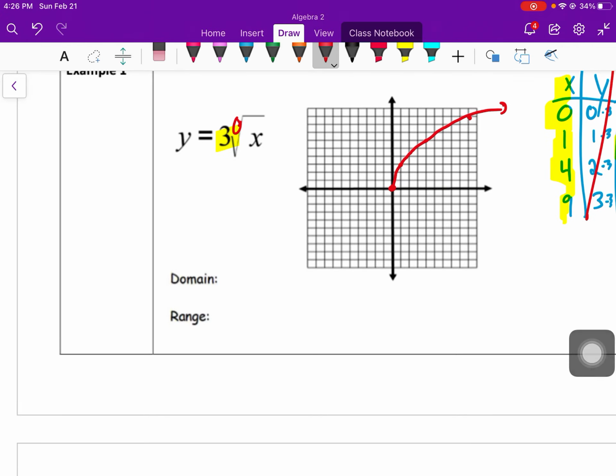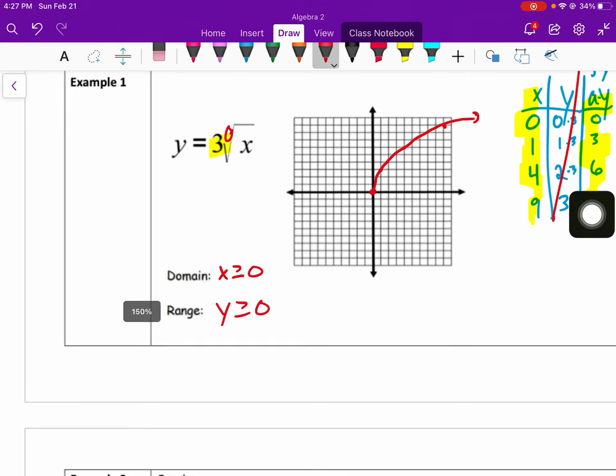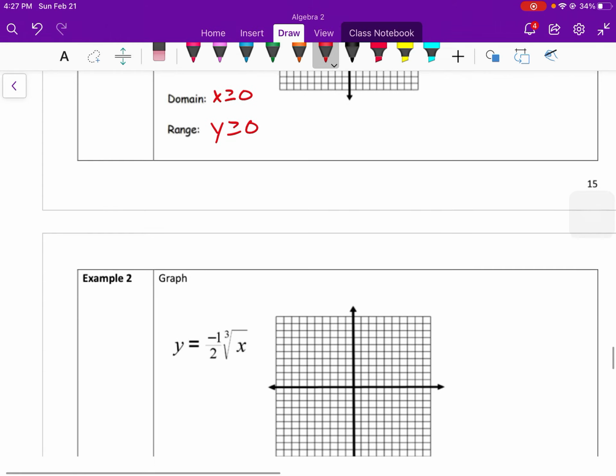So then we can look at our domain. Since it's real numbers, x cannot be less than 0. So x is greater than or equal to 0, and then it goes on for infinity, and y in this function is the same. There are no negative values for y, so y is greater than or equal to 0. And that's kind of what we'll be doing today.